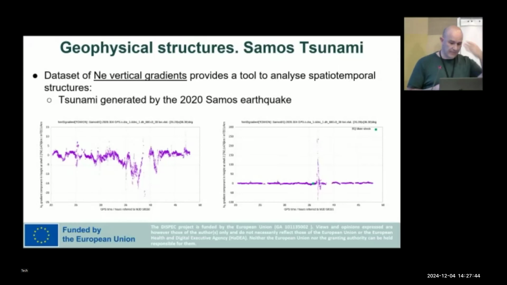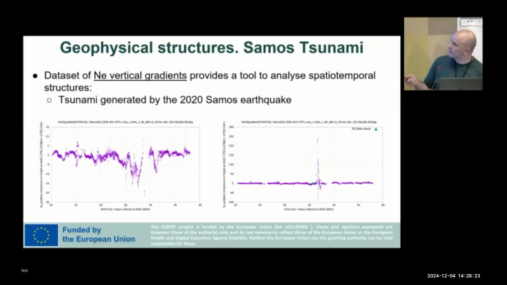We have presented long-term trends in global ionospheric maps, but it is also possible to spot specific geophysical events or geophysical structures. And this is an example using not VTEC, but the electron density vertical gradient. The plot on the right is of a voxel near Samos, the location of Samos. The day before the earthquake, you have these oscillations. The oscillations between 35 and 40 hours could be seasonal TADs.